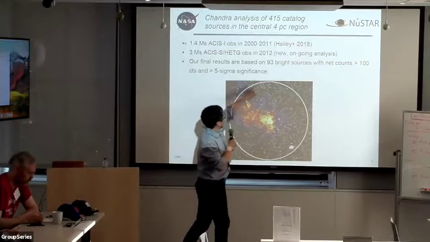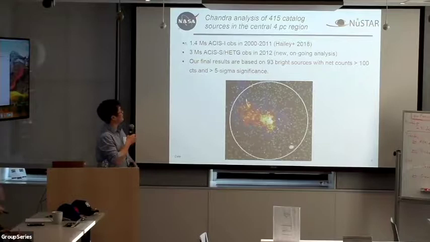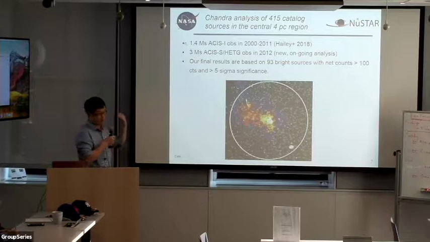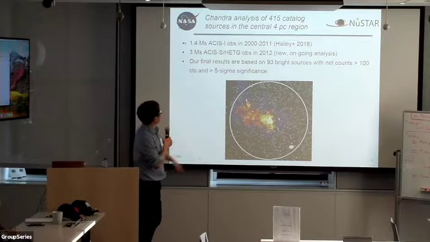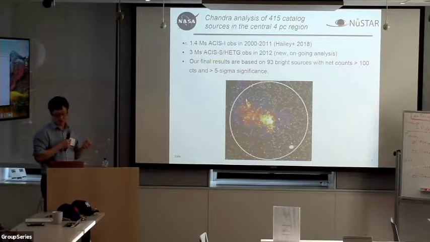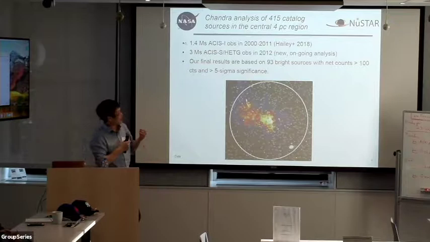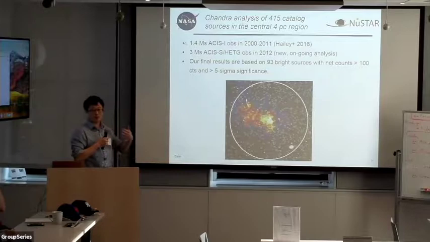You see hundreds of X-ray sources. We started using the 1.4 million second ACIS observation first, and we published a paper last year in Nature. Our continuing work is analyzing more ACIS data, a 3 million second observation. Just to be conservative, we presented the 93 brightest sources in this field with net counts above about 100, to make sure we can measure the spectra and light curves very well.